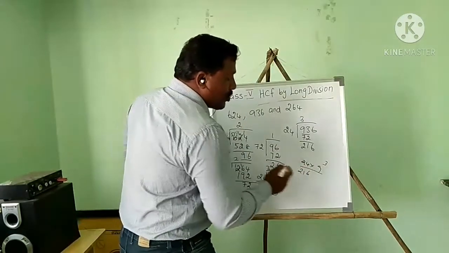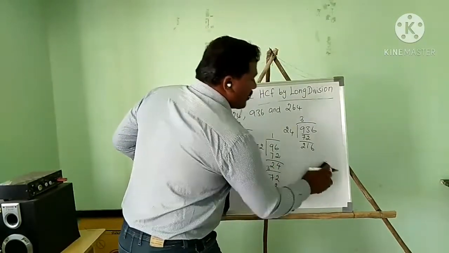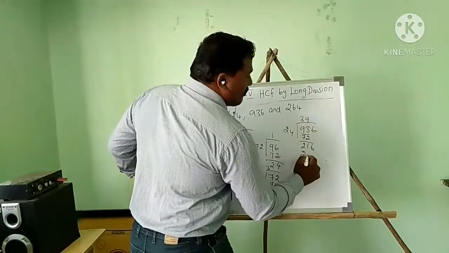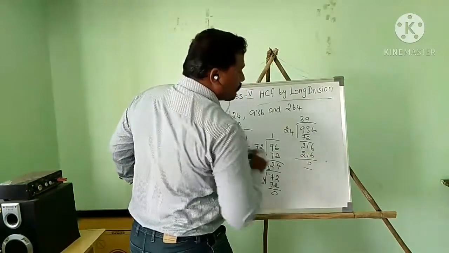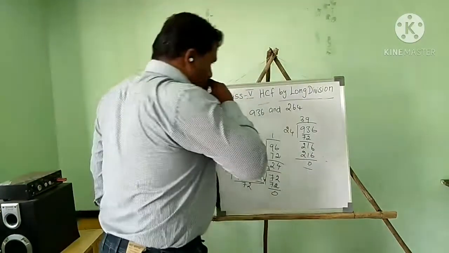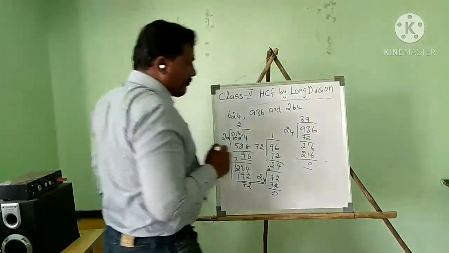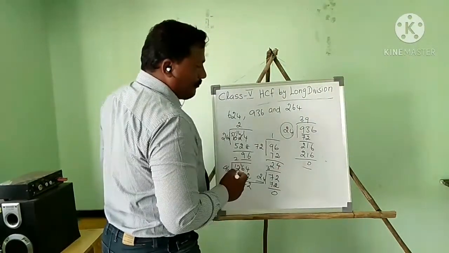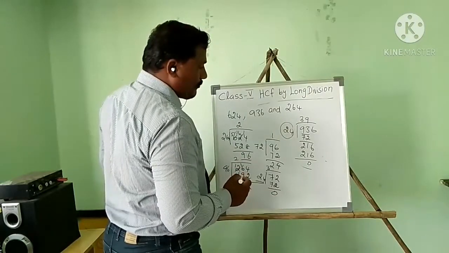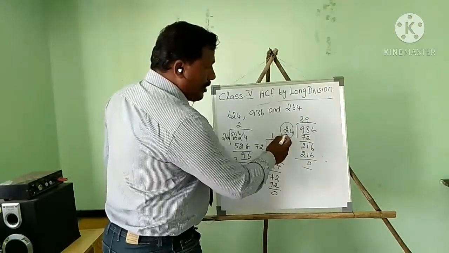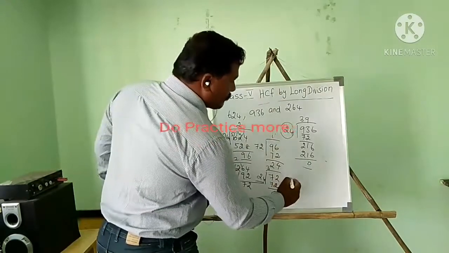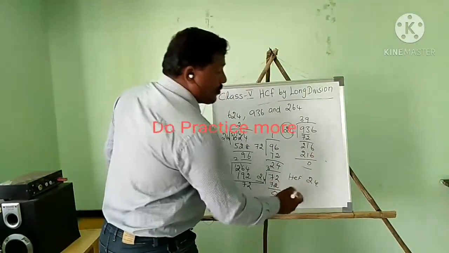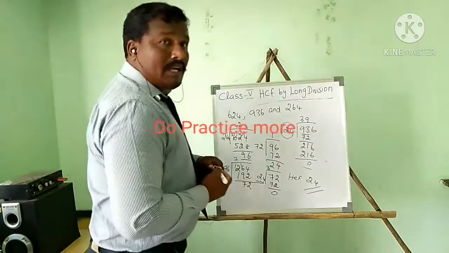Okay. So how many 24s are there? 9 24s are there. So 9 times 24 is equal to 216. So the remainder is 0. Now 24 is the last divisor. So 24 is the HCF. 24 is the answer. I hope you understand.